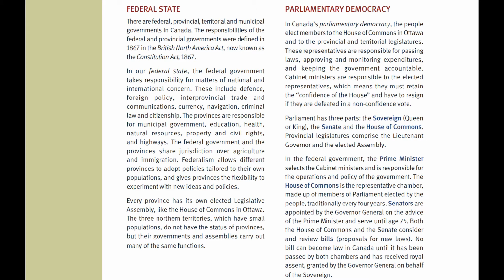Senators are appointed by the Governor-General on the advice of the Prime Minister and serve until age 75. Both the House of Commons and the Senate consider and review bills, which are proposals for new laws. No bill can become law in Canada until it has been passed by both chambers and has received royal assent, granted by the Governor-General on behalf of the Sovereign.